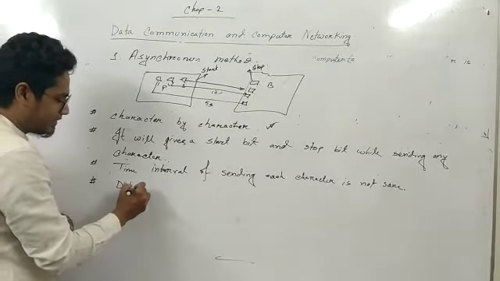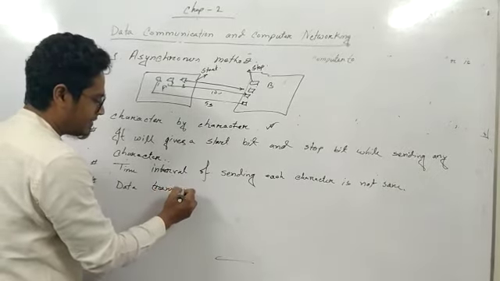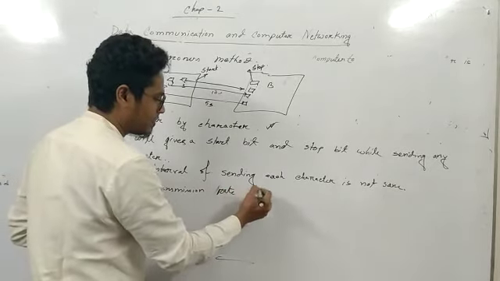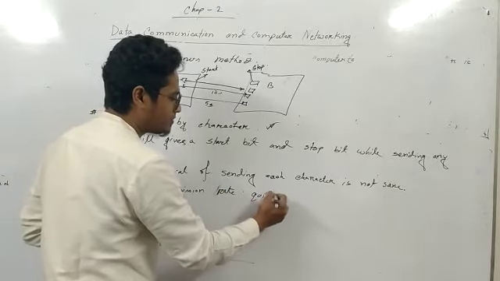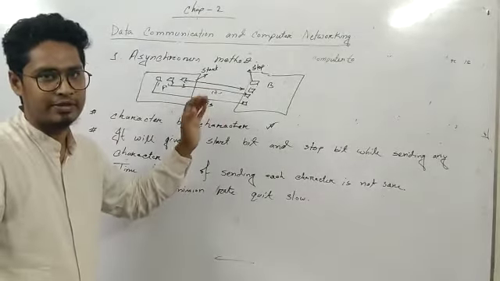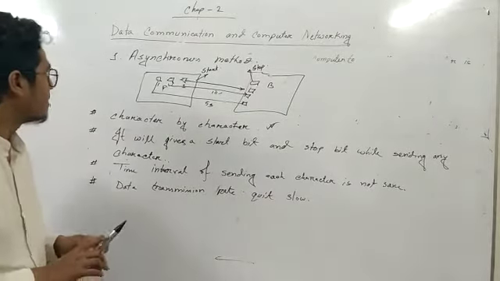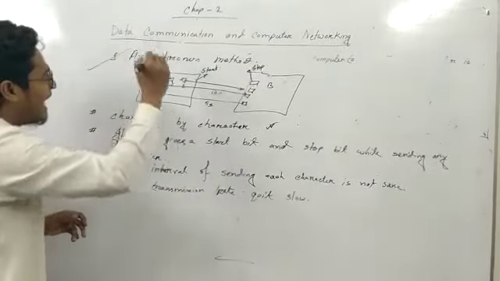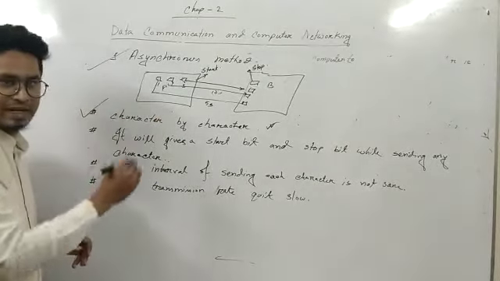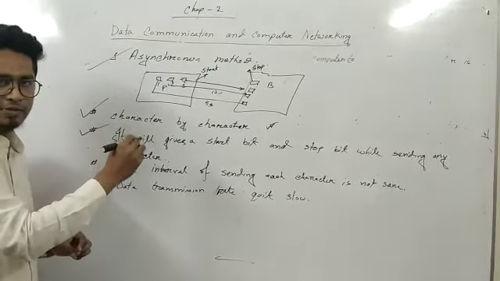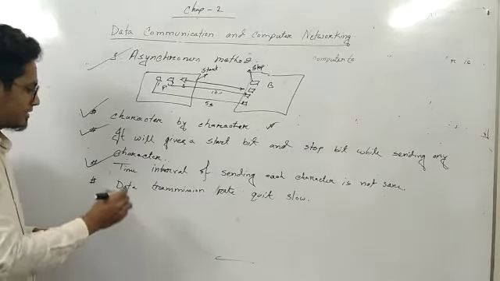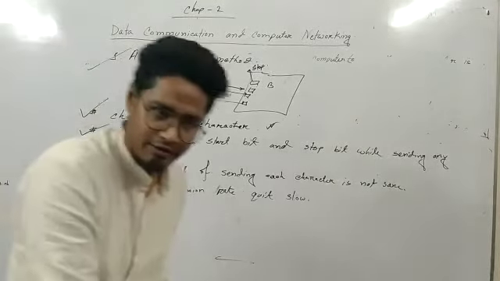Data transmission rate is quite slow. This transferring rate is quite slow. Okay. So in the asynchronous method, first point, data will be sent character by character. Second, it will give a start bit and stop bit while sending each character. The time interval of sending each character is not the same, and the data transmission rate is very slow.